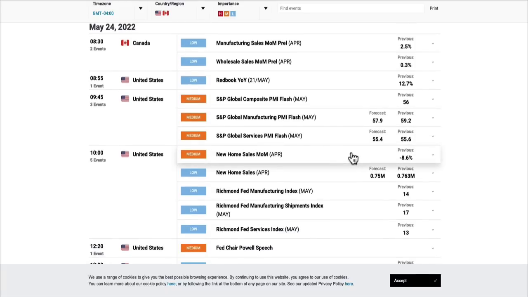New home sales, previous read was negative 8.6%. Let's see where that ends up. Here it's hard to pull apart because even if you have a decrease, you can't automatically blame the consumer. You can't say, aha, higher rates are doing it, because it just could be supply side issues.